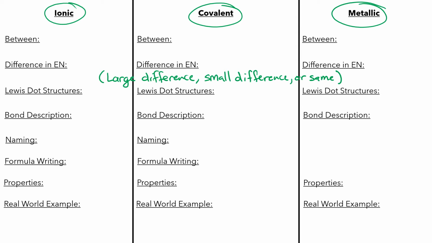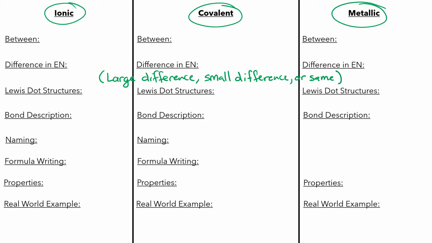So on Canvas, I have provided you guys with 3 options for you to copy word for word into the appropriate section of either ionic, covalent, or metallic. So the first option is the bond occurs because the electrostatic attraction between the electron cloud of delocalized electrons and the positively charged metal ions.